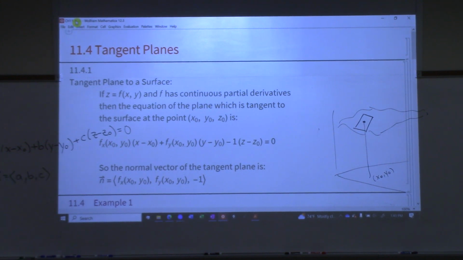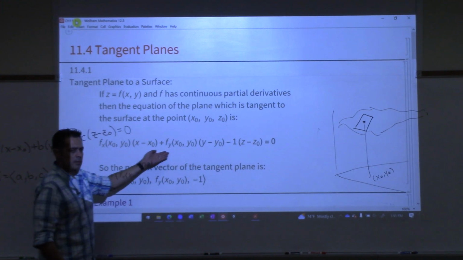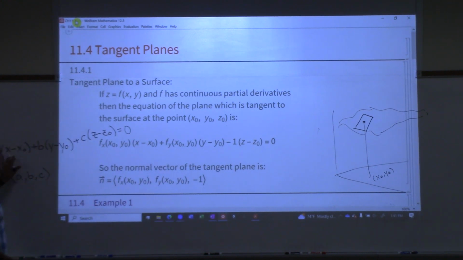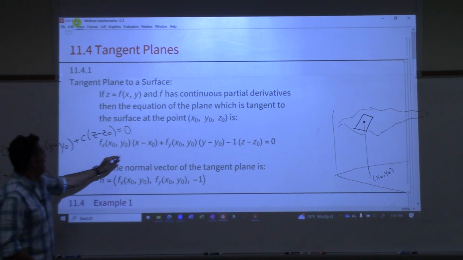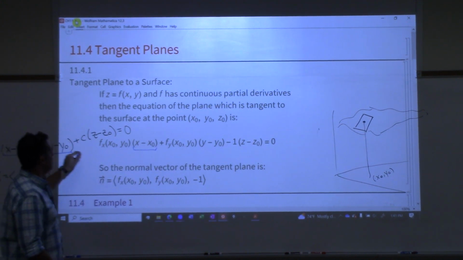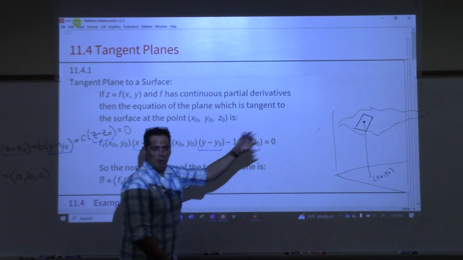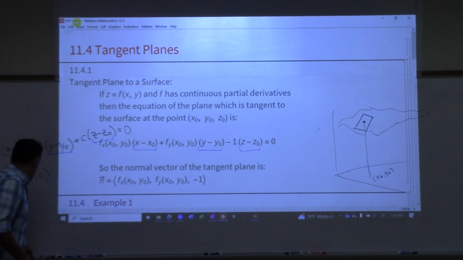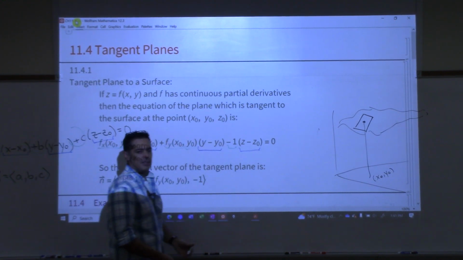Well, look at what this tells us. If you have any surface, then this is the equation of the plane. So let's see. Do you all see here that that is that, and that is that, and that is that, and then of course equals zero? And that means that the A, the B, the C is this, this, and that.